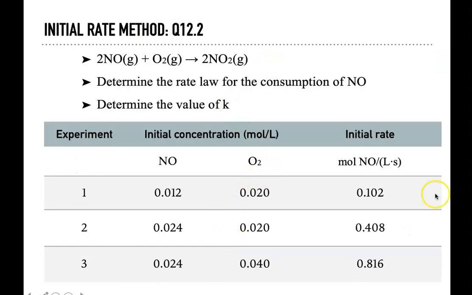Now, let's take time to find the rate law for consumption for this equation, nitrogen oxide and oxygen forming nitrogen dioxide, and determine K for 3 sets of experiments. Change the initial concentration of nitrogen oxide and oxygen this way. The initial rate was measured. Please take time to calculate the rate law and the value of K.